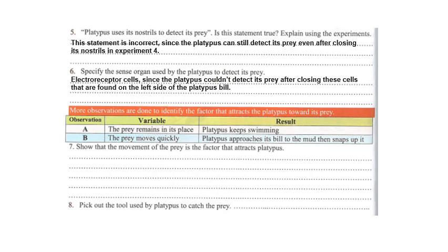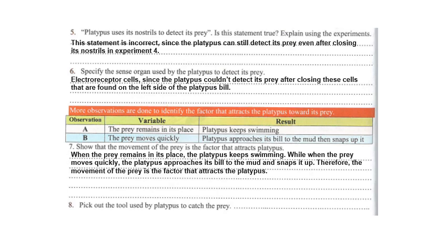Show that the movement of the prey is the factor that attracts the platypus. So for show, we have to say what happened, then we answer. So when the prey remains in its place, the platypus keeps swimming, while when the prey moves quickly, the platypus approaches its bill to the mud and snaps it up. Therefore, the movement of the prey is the factor that attracts the platypus. So we're just reading the experiments, okay? Pick out the tool used by the platypus to catch its prey. It's the bill.